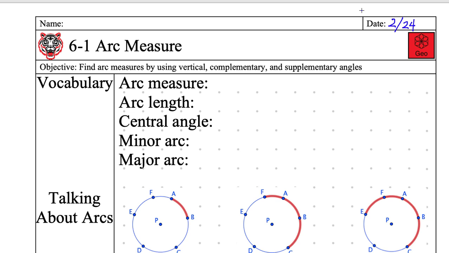So, arc measure. There's not a really good way to say this. It's the measure of the arc. It's a circular definition.